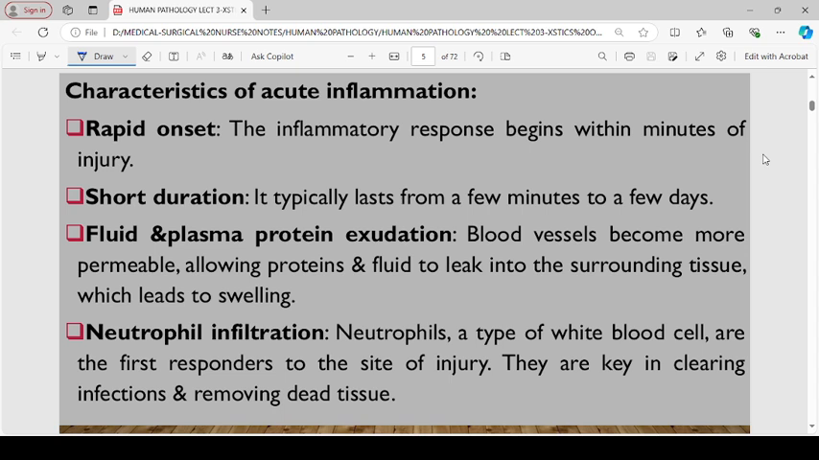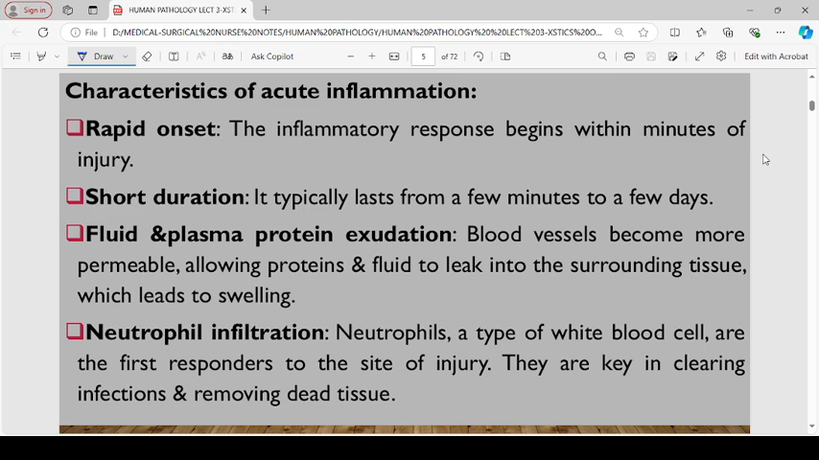We have some characteristics of acute inflammation. You find that acute inflammation is normally rapid in onset. It begins within minutes of injury. It is of short duration, like a few minutes to a few days. During acute inflammation, we normally have blood vessels becoming more permeable, and when they are permeable, they allow proteins and fluid to leak into the surrounding tissues, and this normally leads to swelling, which is one of the cardinal signs of acute inflammation.